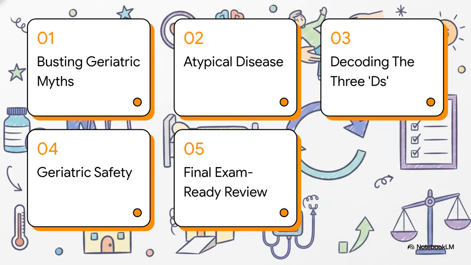So here's our game plan. First, we're going to tackle the myths, the things we think we know about aging. Then, we'll dive into the really critical skill of spotting when a disease looks, well, weird. After that, we'll untangle the 3Ds, talk about the biggest safety risks, and then wrap it all up with a quick hitter review to make sure it all sticks. We're building from the ground up, from your mindset straight to your clinical actions.